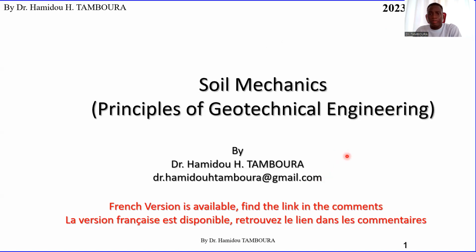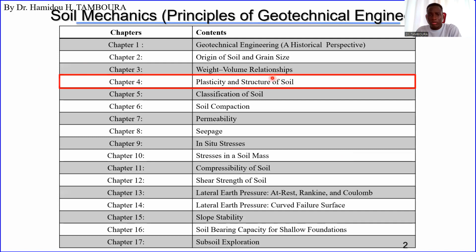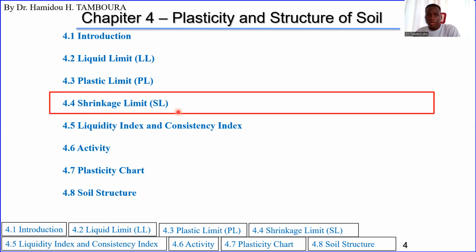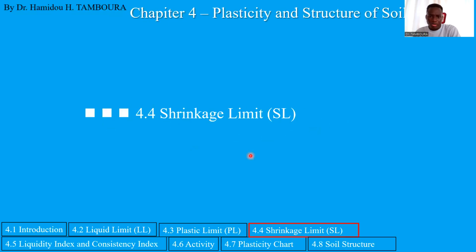Okay, yeah. So we are still on chapter 4, the plasticity and structure of soil. In this chapter, in the previous video, we talked about all these points, the introduction to liquid limit and plastic limit. And in this video, we will talk about the shrinkage limit. I think in the next video, we will talk about these 2 points. In this video, we will talk about shrinkage limit only.